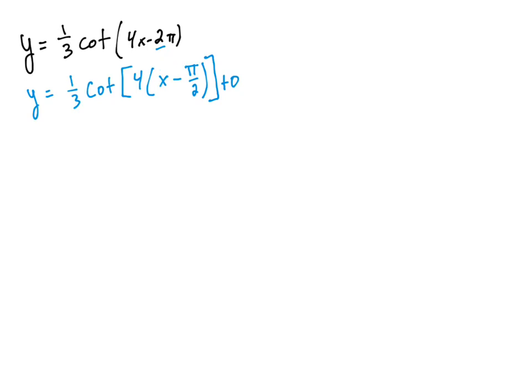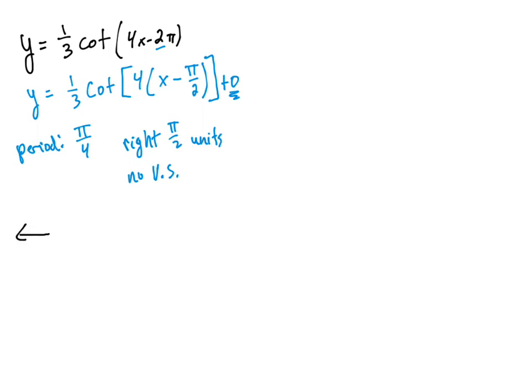So the period length, again, is pi over b. So b is 4, so we're going to say pi over 4. We're shifting to the right pi over 2 units. And there's no vertical shift because we just have plus 0. And then again, the 1/3 doesn't correspond to an amplitude, that is just a vertical stretch or compression. Because it's below 1, that would be a vertical compression.